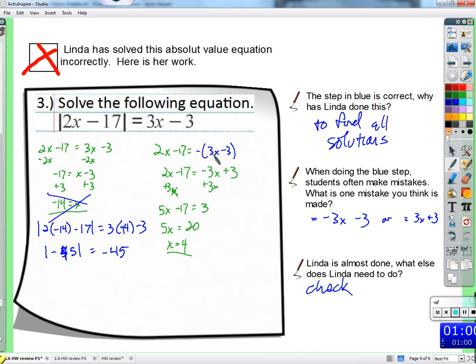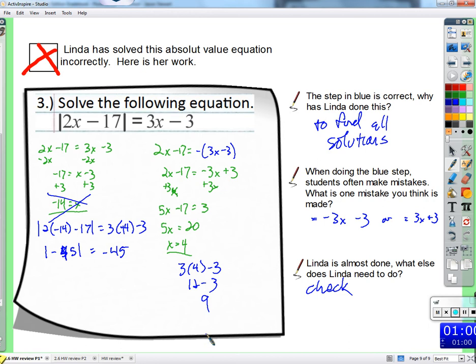But that will only work if the right side is positive. So we just check the right side. Will the right side come out positive if I put 4 in there? Yes, 3 times 4 is 12, minus 3 is 9. So it works. The right side is positive.